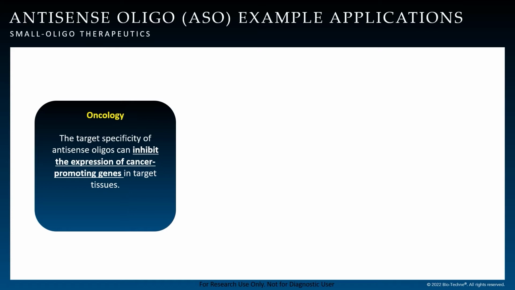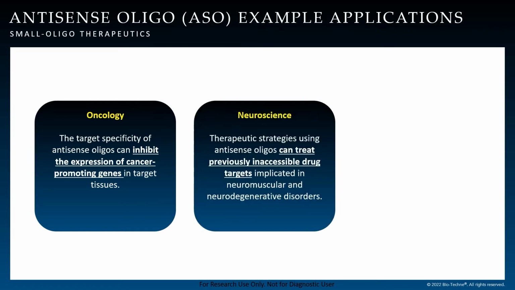miRNAscope also detects the antisense oligos used in small oligonucleotide therapeutics. In the field of oncology, miRNAscope can demonstrate the target specificity of ASOs that can inhibit expression of cancer-promoting genes. Therapeutic strategies using ASOs can treat previously inaccessible drug targets, including targets implicated in neuromuscular and neurodegenerative disorders.